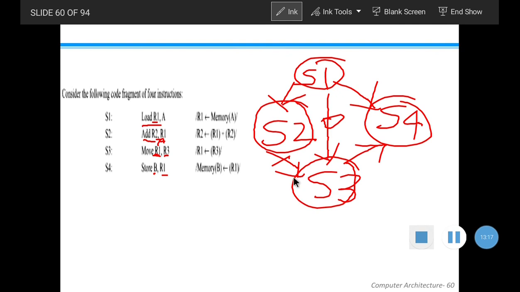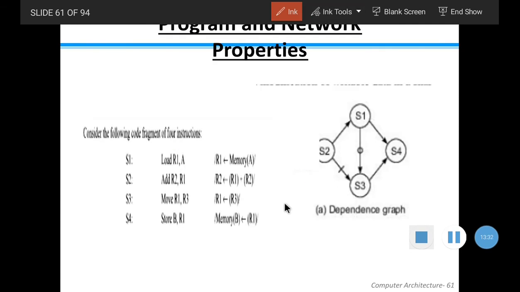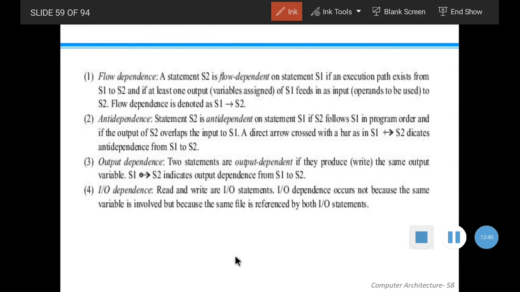Okay, so this is a simple diagram. This is called a dependence graph, and if you observe here, finally we will get this output. So you can now think of these statements.